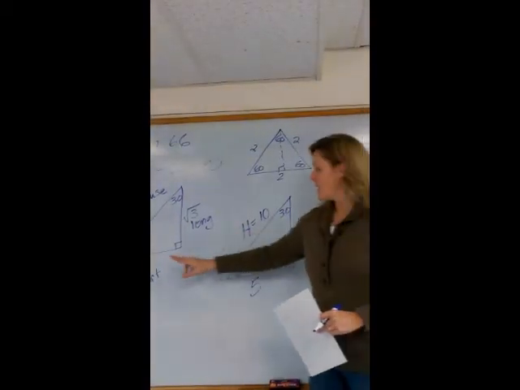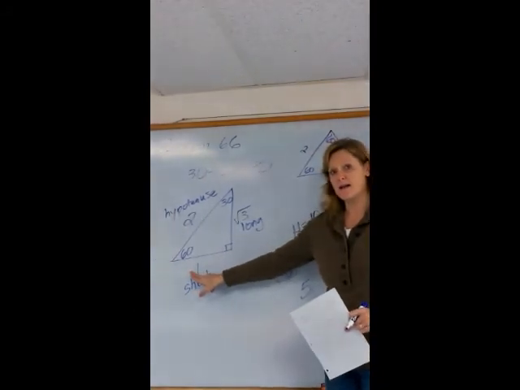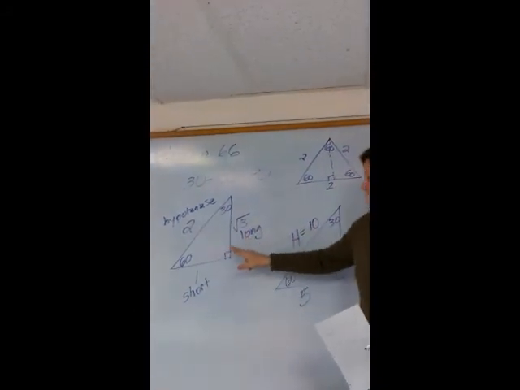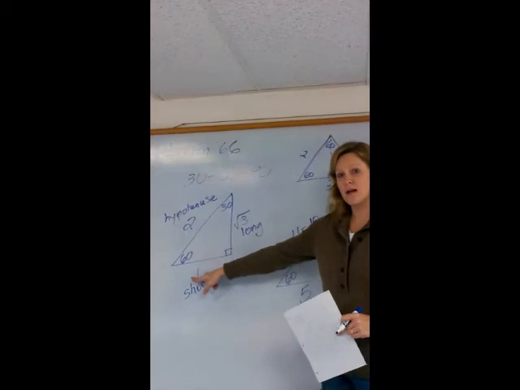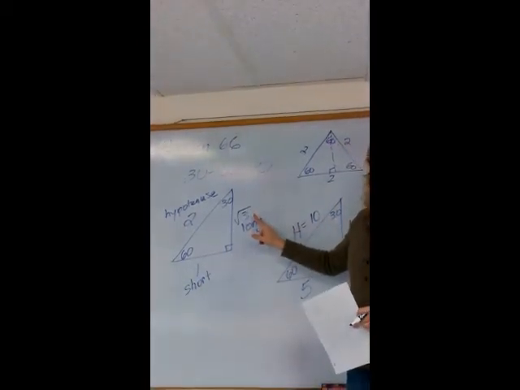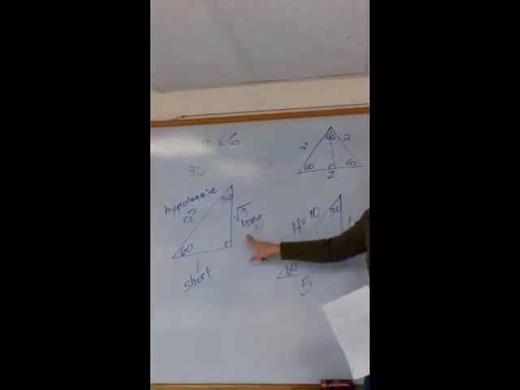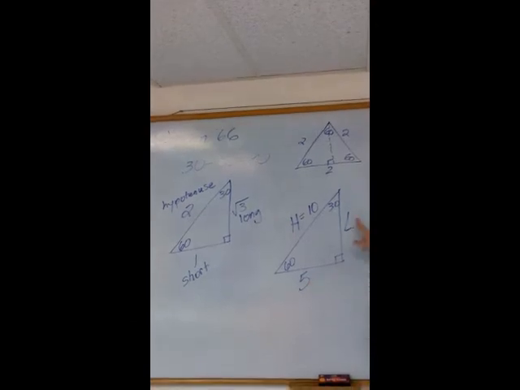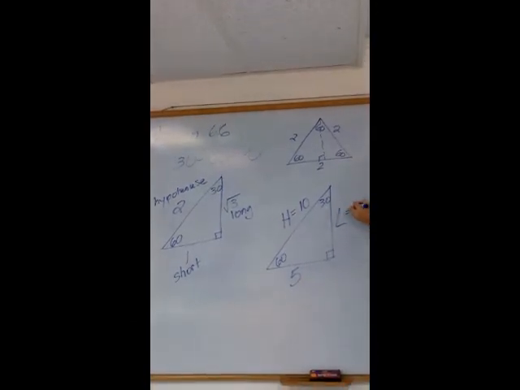And then let's again start with the short side and compare it to the long side. If I took this short side and multiplied it times the square root of 3, I would have the long side of the triangle. So let's take 5 times the square root of 3, and we now have the long side of the triangle.